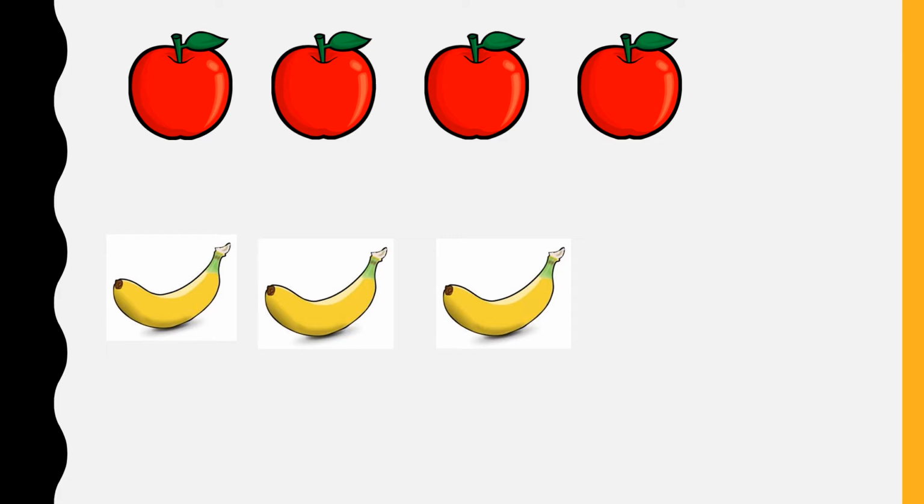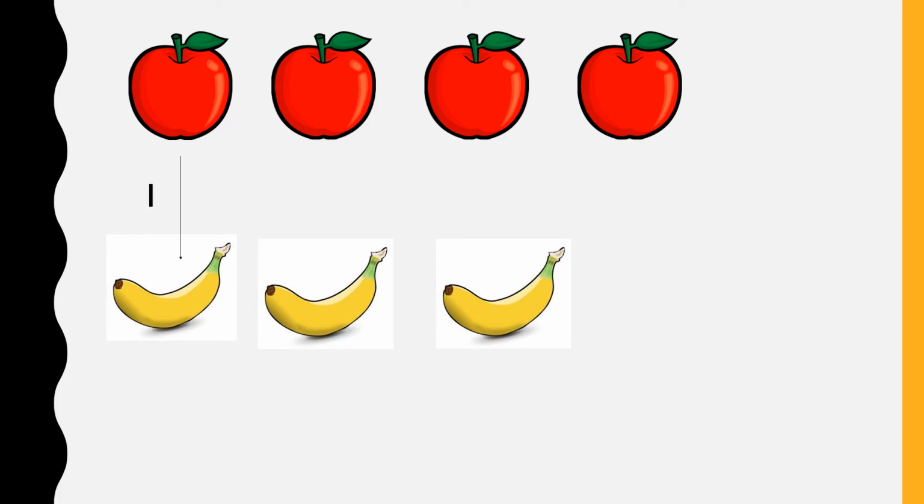Did you say apples? Yes, there are 4 apples and only 3 bananas. Can you remember the word we use when the group is smaller? It's fewer. We would say that there are fewer bananas than apples. Let's match up the apples and bananas.